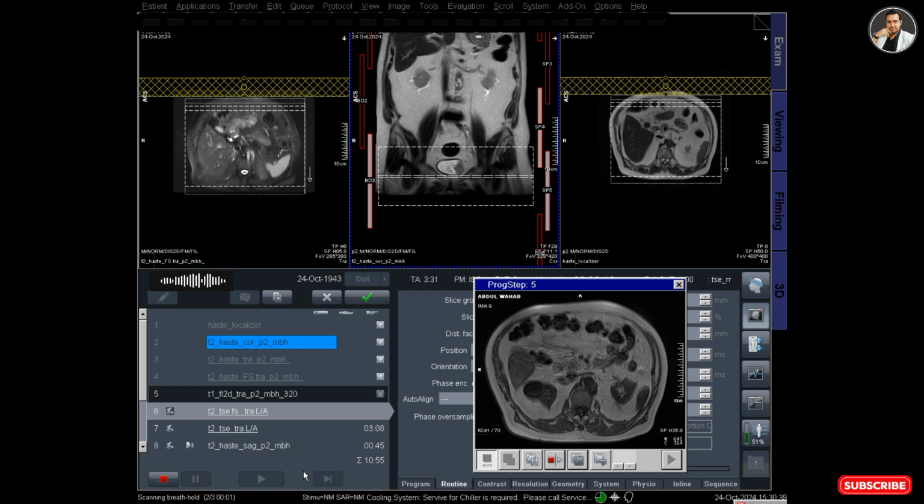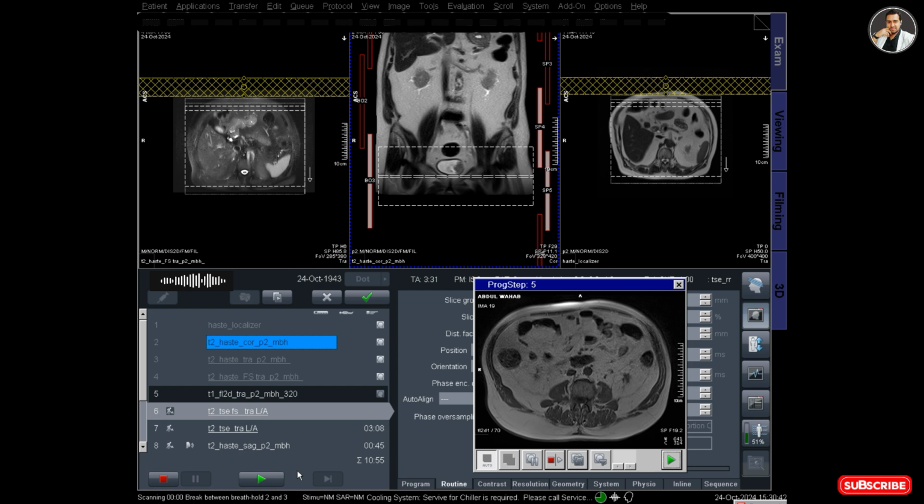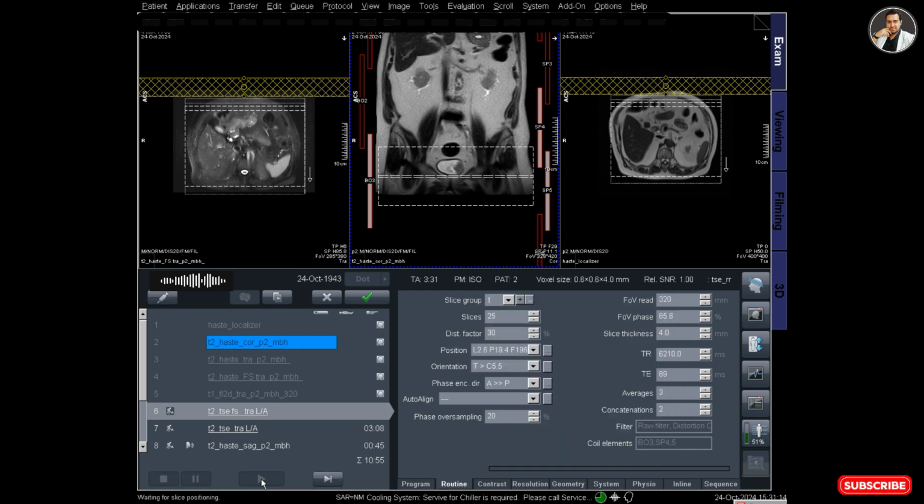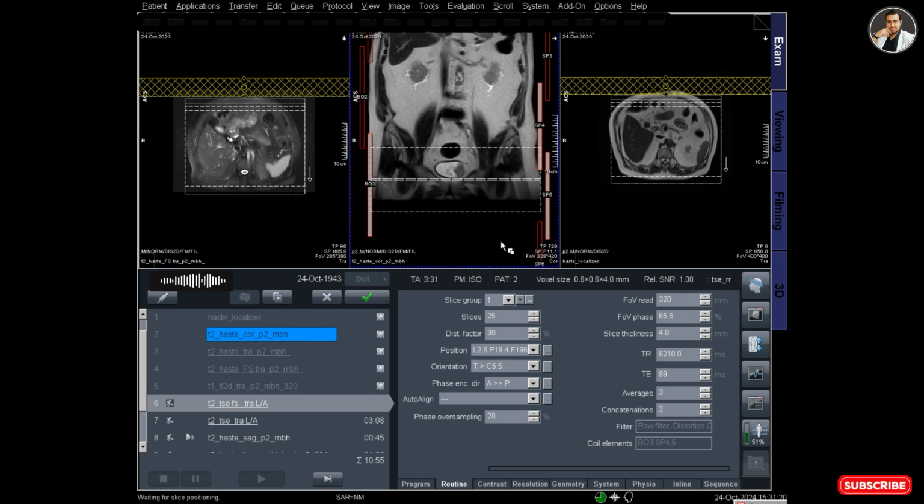And now the second breath hold scan is running, and now it's the break between the second and third breath hold. Again tell the patient to hold his breath and start the third breath hold scan. Click the continue or play button and the scan will start, and it takes 10 to 12 seconds to complete a scan. So all my upper abdomen axial protocols have been taken.